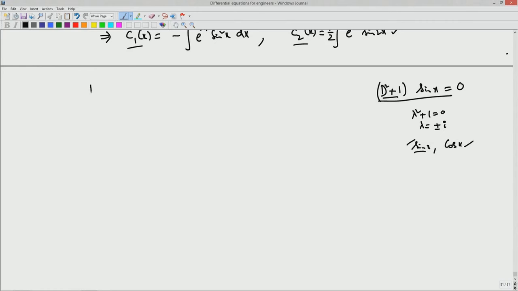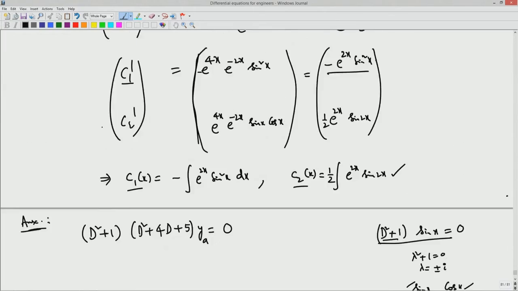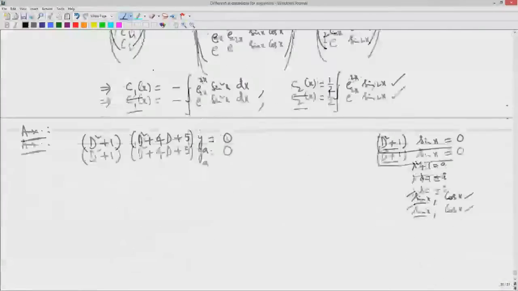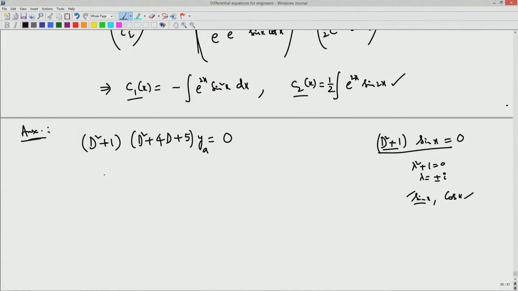So, you have D square plus 1, you operate on both sides of the equation, that is (D square plus 1) times (D square plus 4D plus 5) y equal to 0. So, I annihilated the right hand side. This is why it is called the annihilation, the auxiliary equation, the helping equation. I annihilated the right hand side and made it that equation. So, that is what you have. What is its solution?